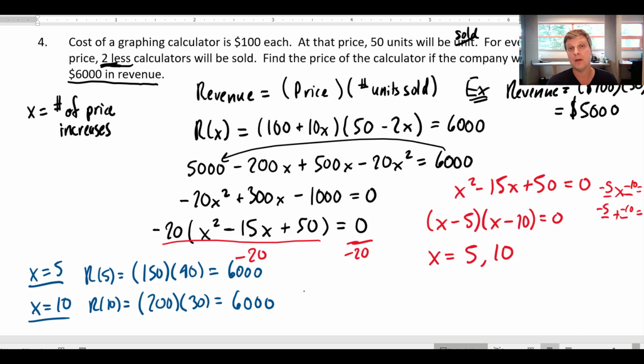Okay, with one of them you charge a little bit more and you still sell lots. With the other one you charge quite a bit more and you sell fewer, but overall you still hit that 6,000 mark. Okay, so that's it for word problems.